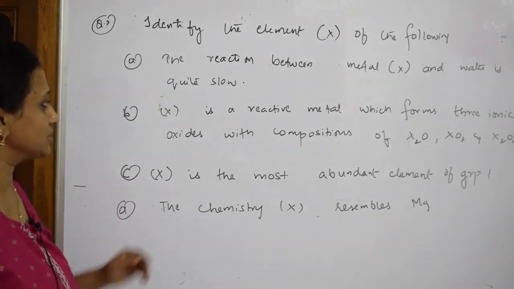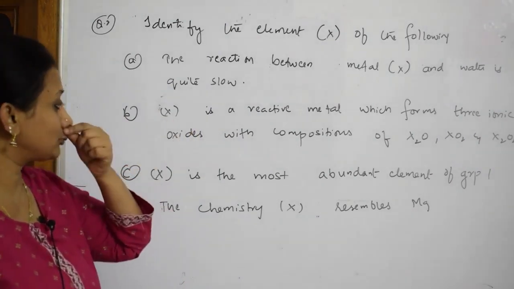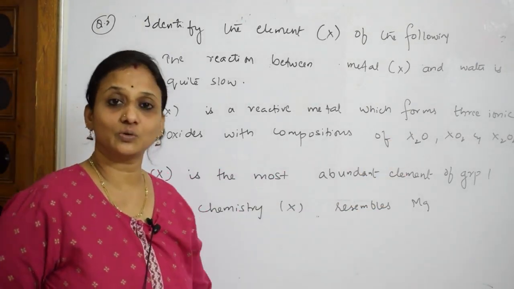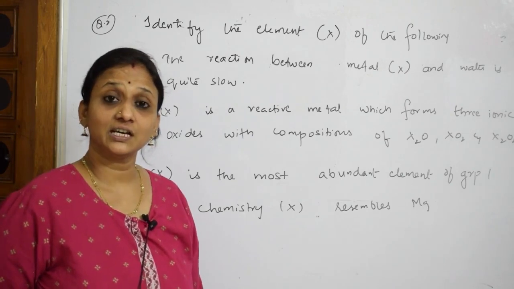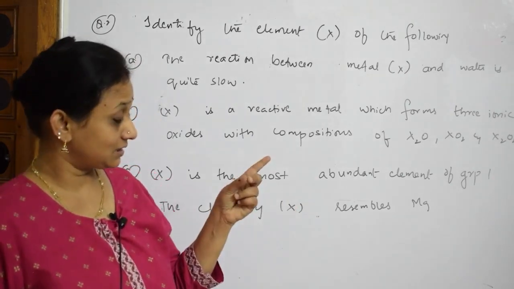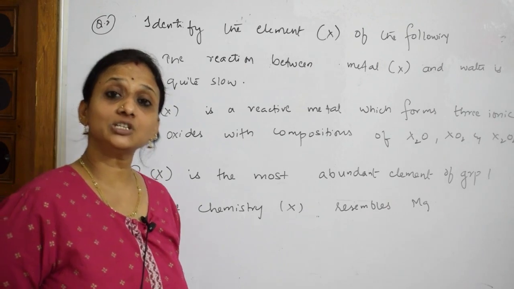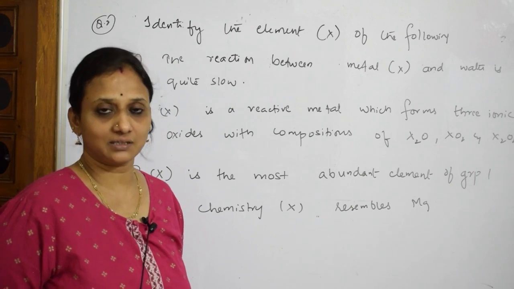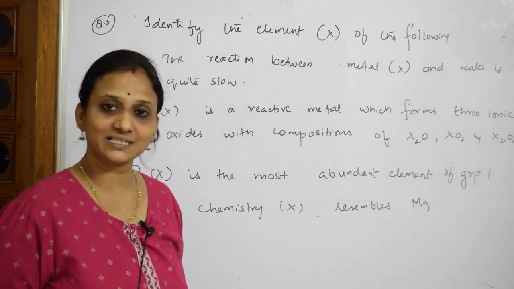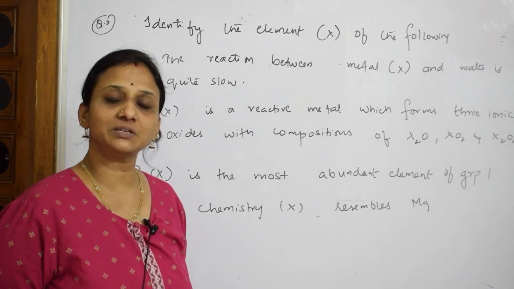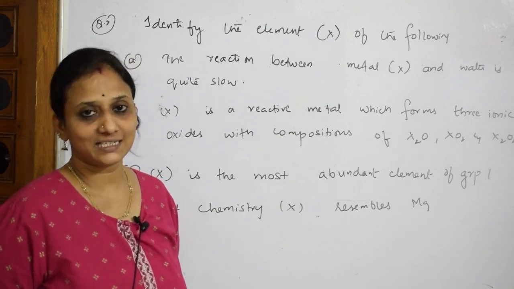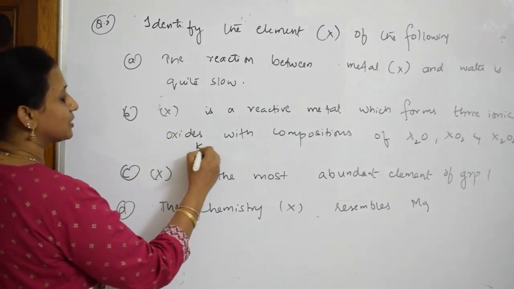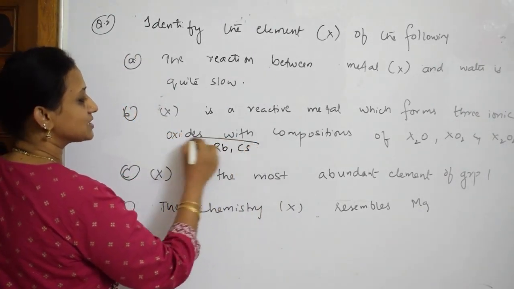Let's come back and see one more question. They said X is a reactive metal which forms three ionic oxides with composition X2O, XO2 and X2O2. Okay, they are forming oxides and peroxides, right? So we have to be very careful. What did I say? Compared to lithium and other alkali metals, they form oxides and peroxides and superoxides. I told this, isn't it? So what are the other alkali metals which form peroxides and superoxides? That is nothing but potassium, rubidium and cesium. So the element X here is potassium, rubidium and cesium. This is the answer for this.